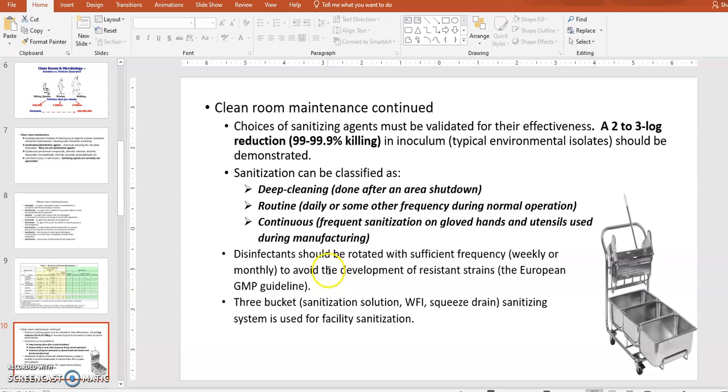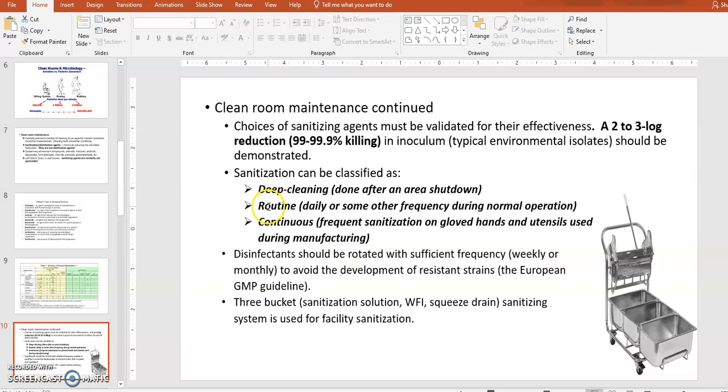You don't want to use one chemical for a long period of time, because there's a tendency that those microbial contaminants can build resistance. So to avoid development of resistant strains, you're asked to rotate out, switch out your chemicals, disinfectants.